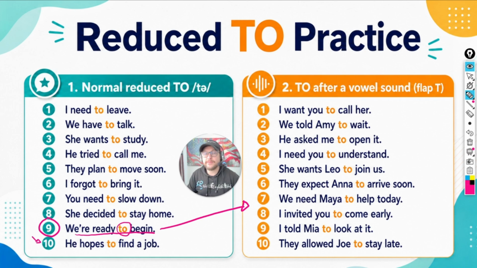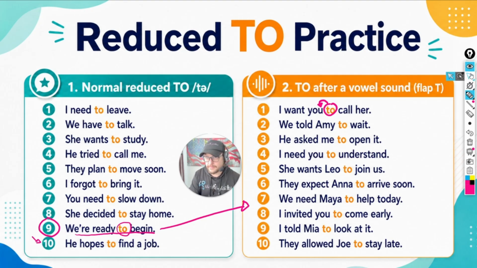The second sound it makes. What's the second sound it makes? Well, whenever this preposition "to" comes after a vowel sound, all right, so not the vowel letter, the vowel sound.